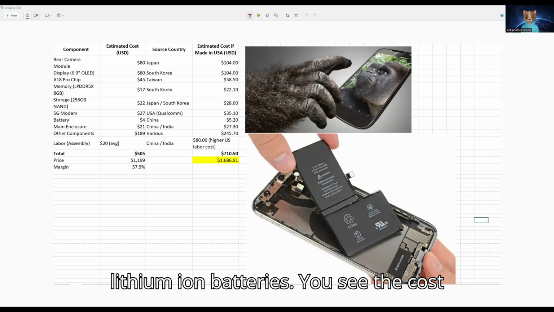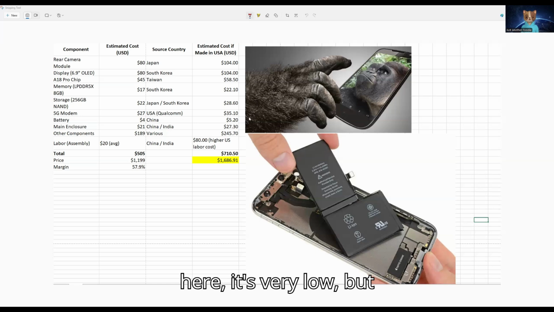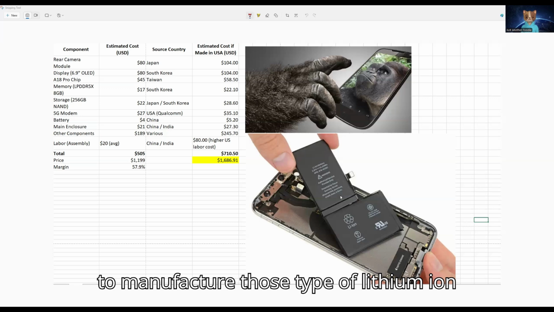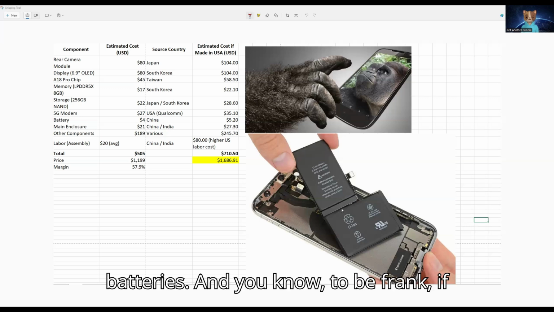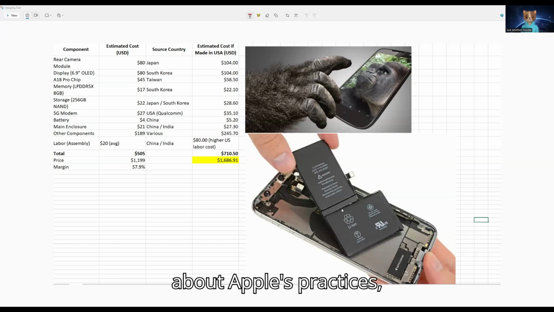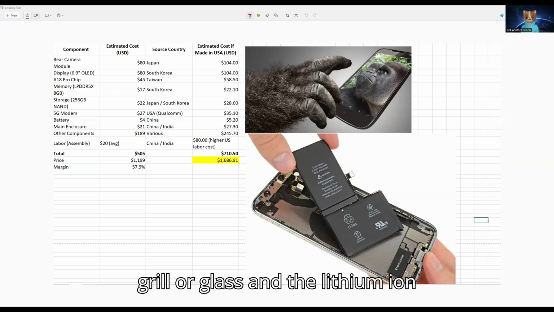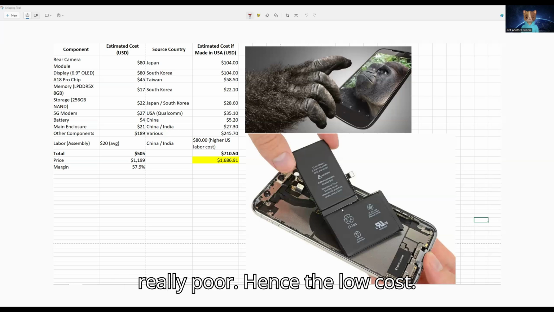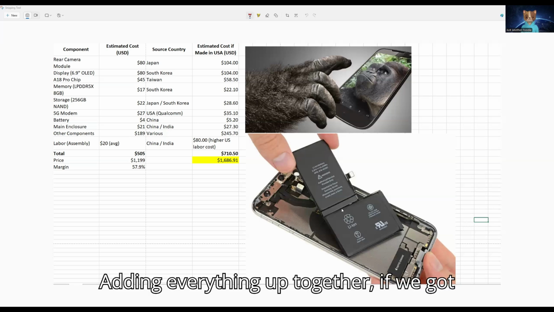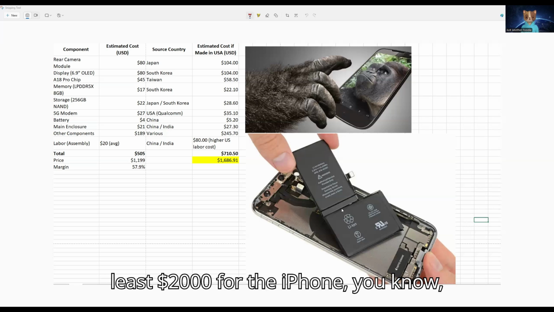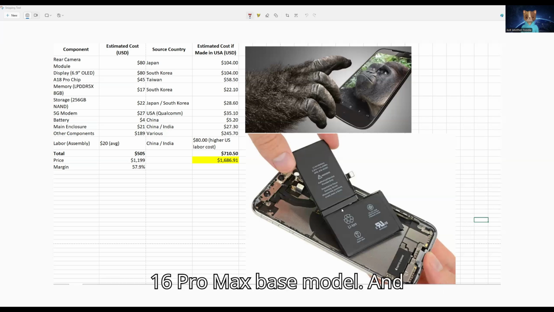And also lithium-ion batteries. You see the cost here is very low, but there are some significant hurdles for us to manufacture those types of lithium-ion batteries. And to be frank, if you go onto the internet and search about Apple's practices, the display cover, the Gorilla Glass, and the lithium-ion battery, the labor practice in China is really poor, hence the low cost. So adding everything up together, if we had to make that phone, we're looking at at least $2,000 for the iPhone 16 Pro Max base model.